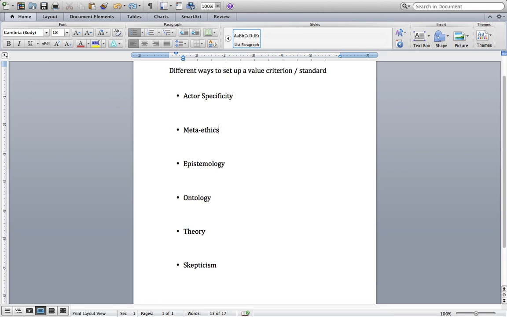So, meta-ethics. Are we on the same page as to the importance of it and how it is set up? Yeah, just how it filters out ethical theories. Exactly. It establishes an objective starting point for ethics.